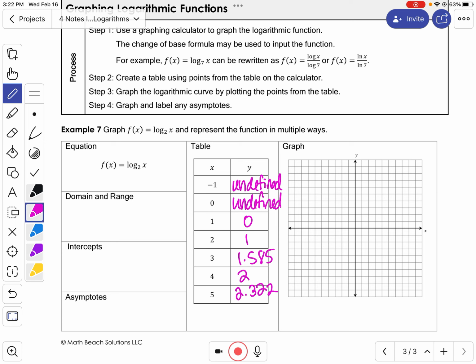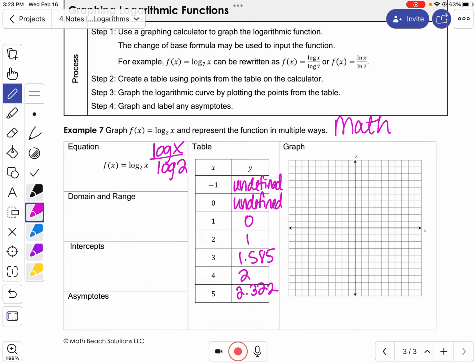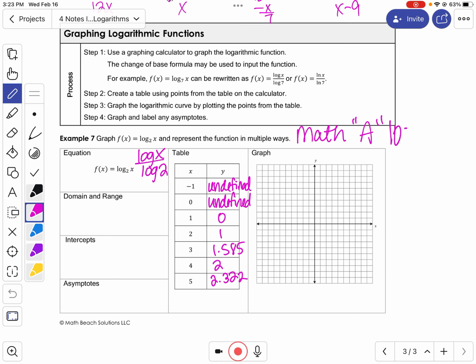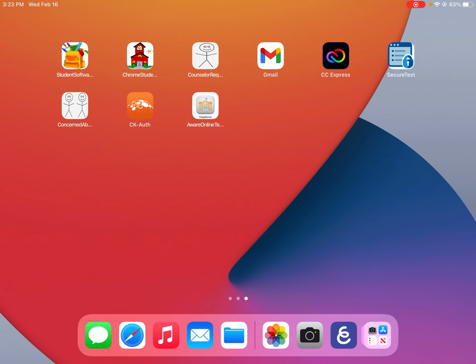So there's my points. So again, to go to the calculator, you can either put it in change of base, log of x over log of 2, but I just showed you how to change your base. So math, and you're going to go to A, which is log base. And you can type whatever log you want. All right, so if we want, we can also go ahead and press graph, so that way we can kind of see what it looks like.